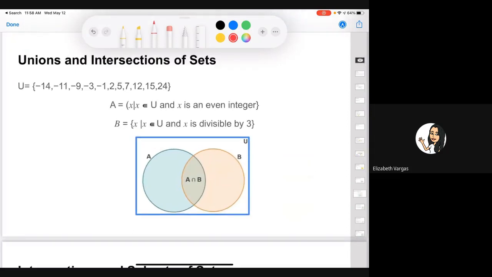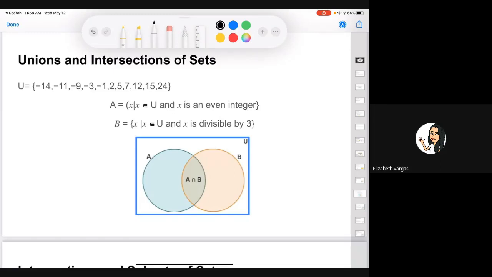So here is an example. Here we have our universal set. So this is basically all the elements included in my set. So universal set means all the elements included in my set. Everything in A is going to be an even integer, so all my even numbers. Everything in B is going to be all my numbers that are divisible by 3.